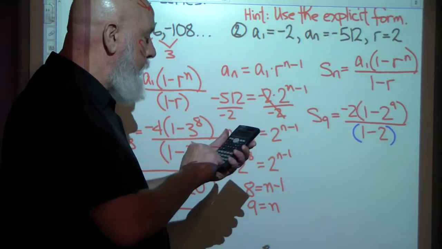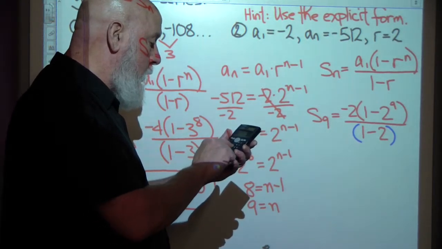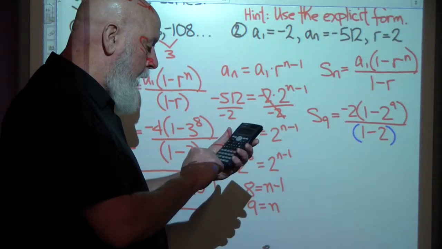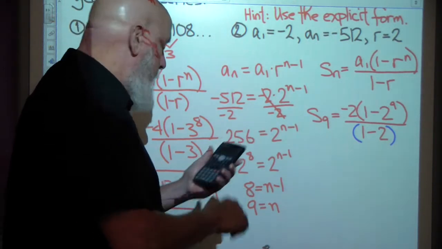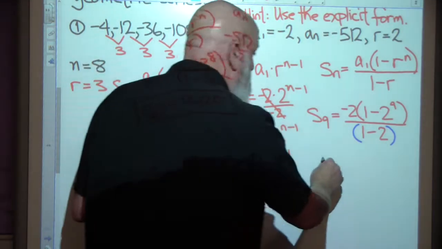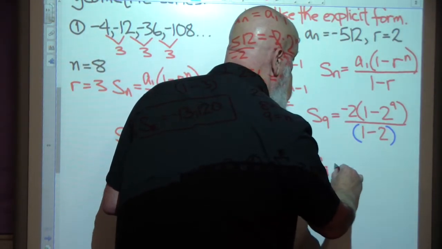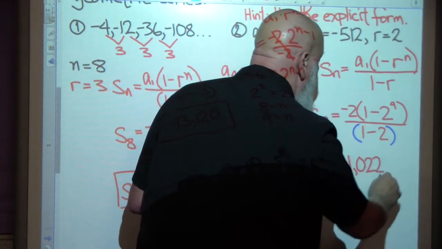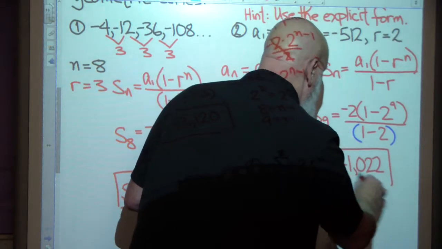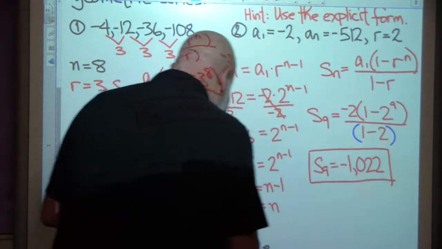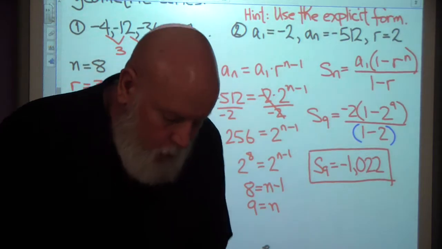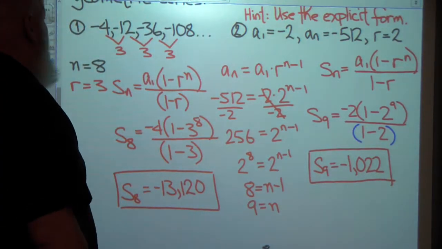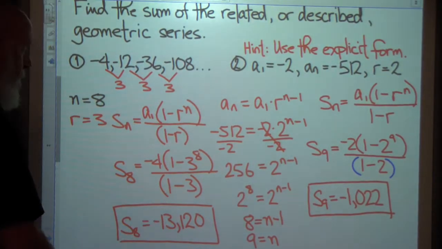-2 times 1 minus 2 raised to the 9th power divided by 1 minus 2. -1022 is what I get. -1022. And now I'm going to check to see if that's correct. And if it isn't, I'm going to cry and say whang. But it's correct, yay.